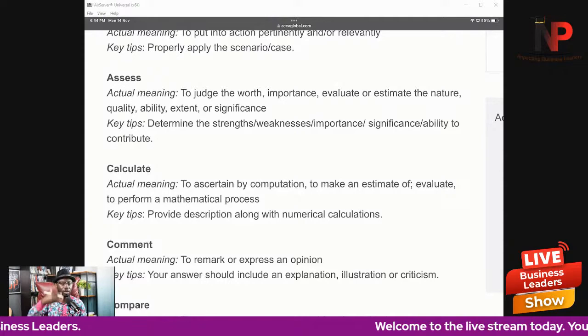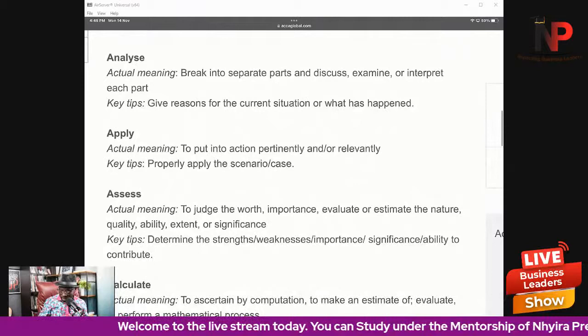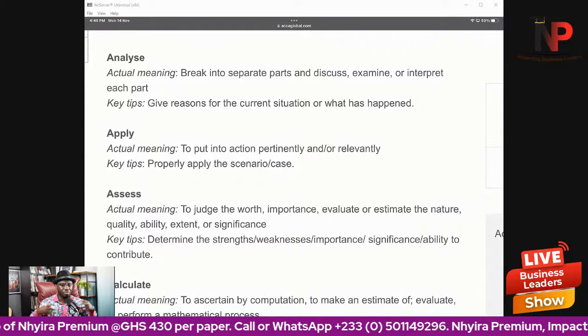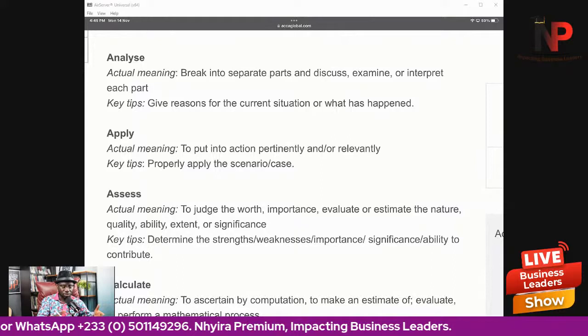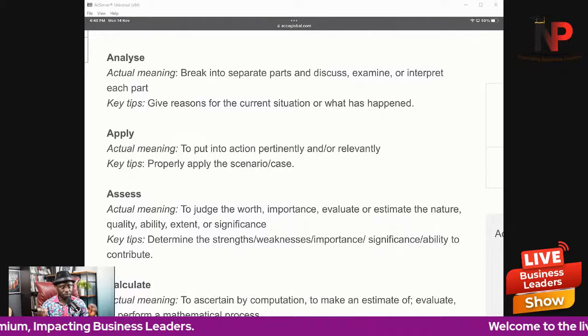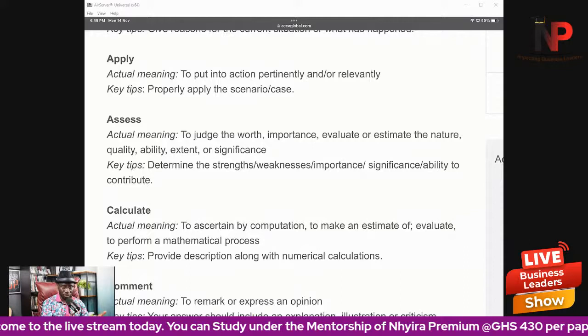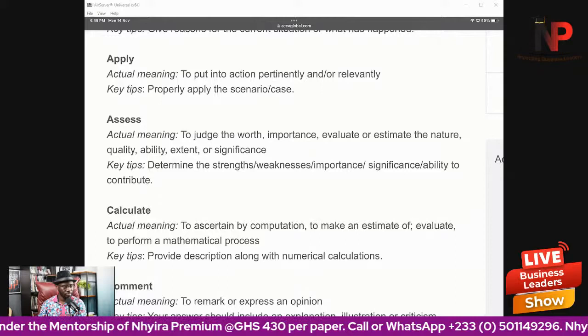So you judge the worth, the importance, you evaluate something. So it means that assess has some relationship with analysis. Are you getting it? However, if we are looking at assessing, that means that we have to bring out some strength of the company or the strength of the entity, as well as some weaknesses as per the context of the question. That is what it means to assess. So when we are assessing something, definitely you have to bring out the strengths and the weaknesses. That is the third thing.